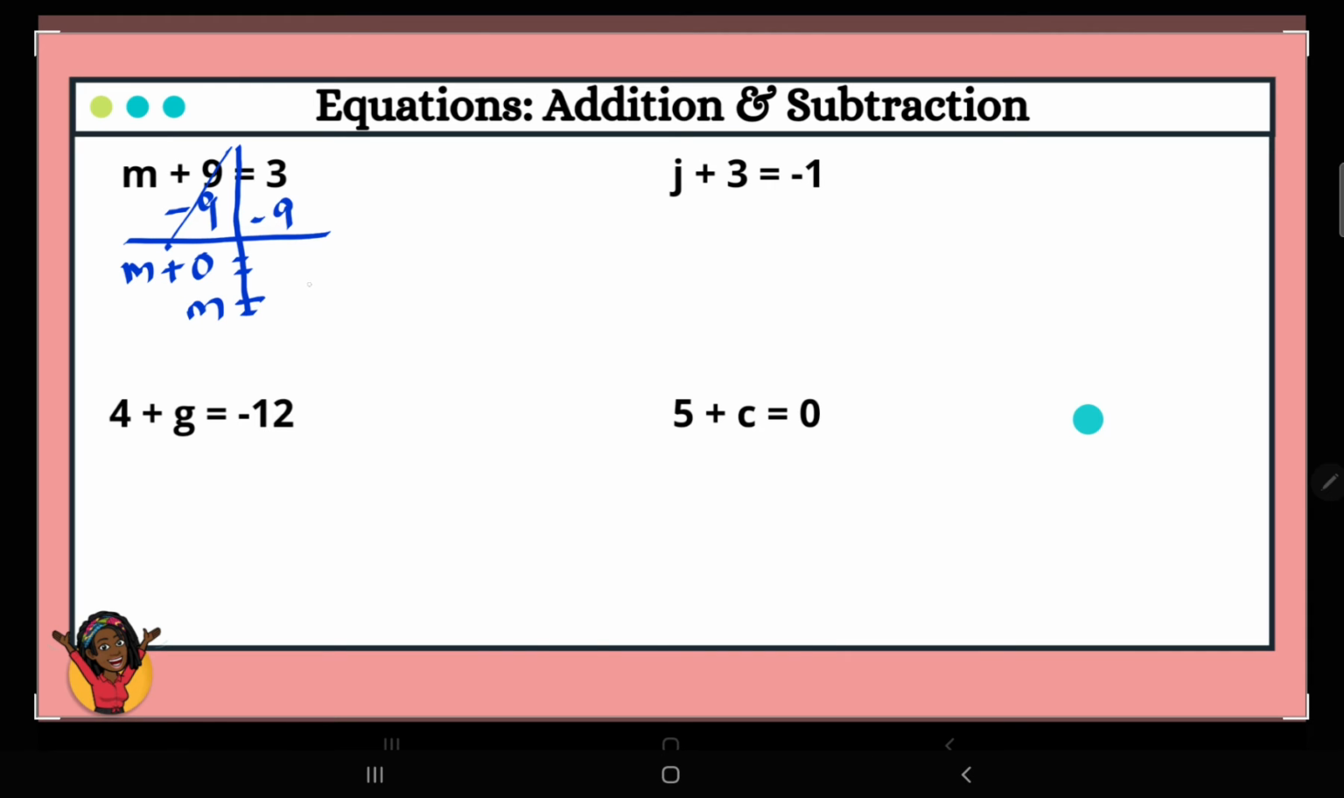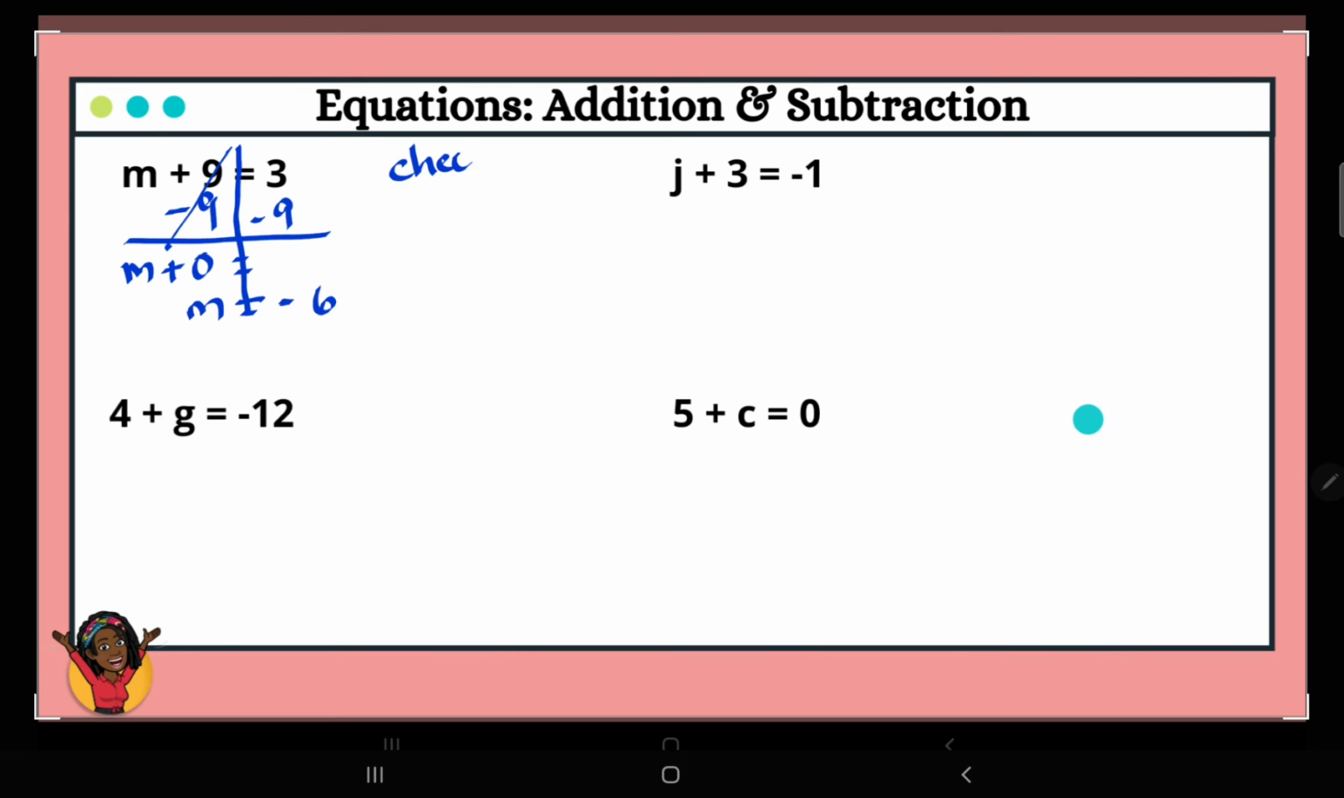Now let's go ahead and perform our operation. So we have 3 minus 9. Our integer rule tells us that if we are working with opposite signs, then we need to subtract and keep the sign of the larger number. So 9 minus 3 is 6, and the sign is negative because the 9 is the larger number.